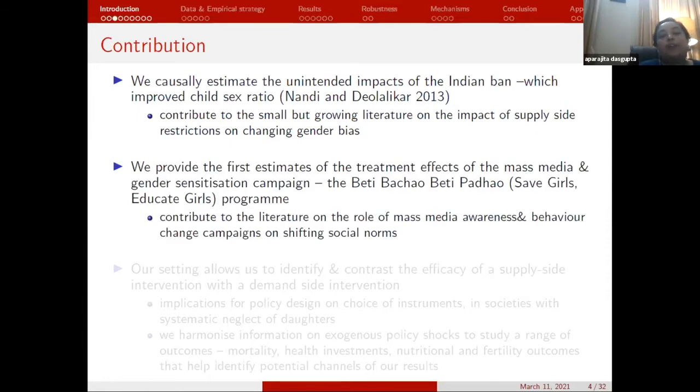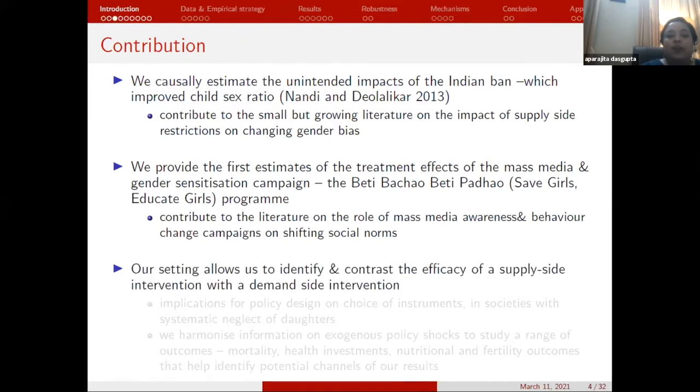Secondly, we provide the first estimates of the very new policy, which is the Beti Bachao Beti Padhao program. And in this way, we contribute to the literature on the role of mass media awareness and behavior change campaigns on shifting social norms. So there's a new body of literature that tries to examine how such interventions can change hardcore gender bias. So we contribute there as well.